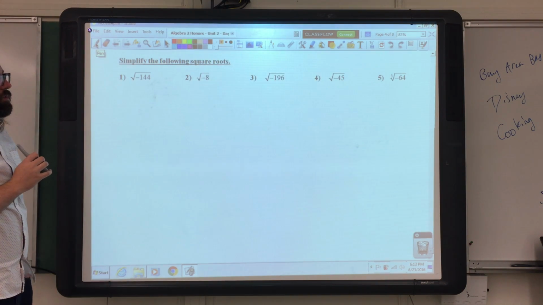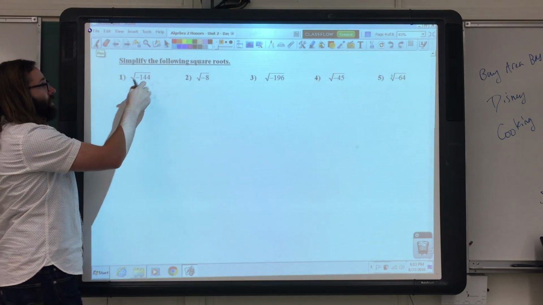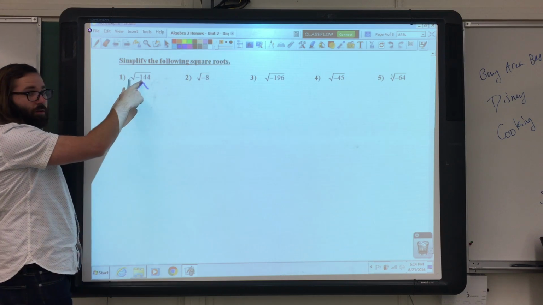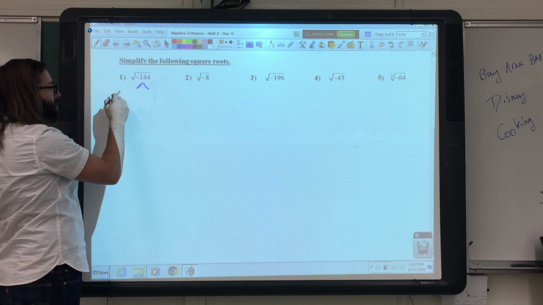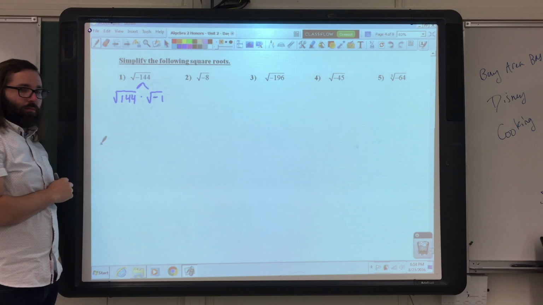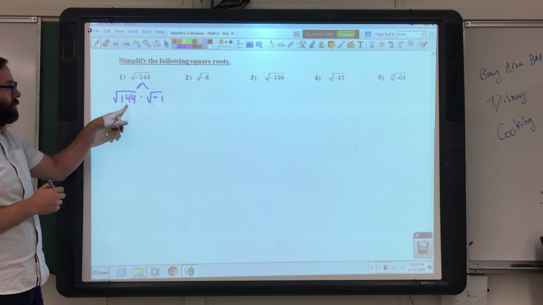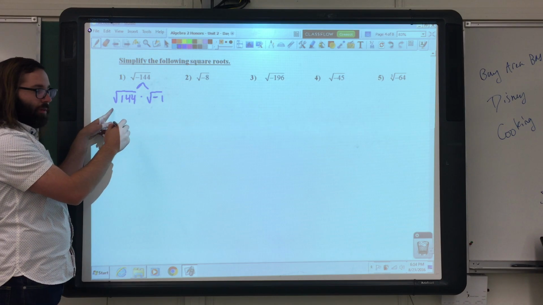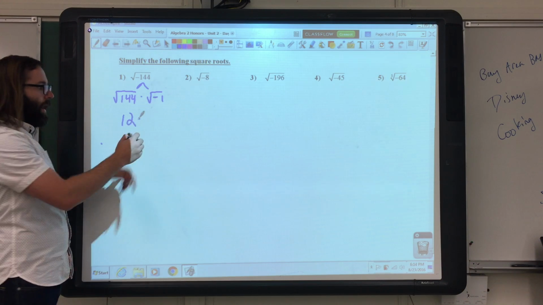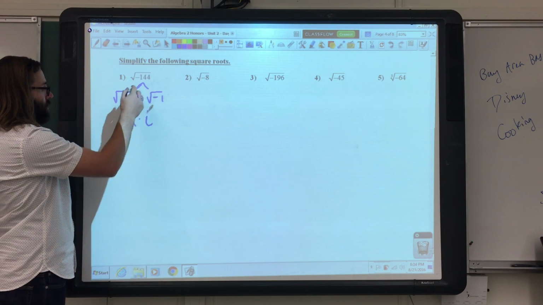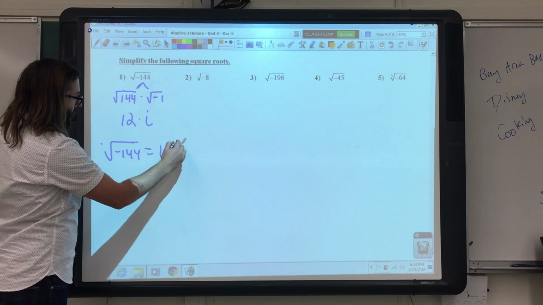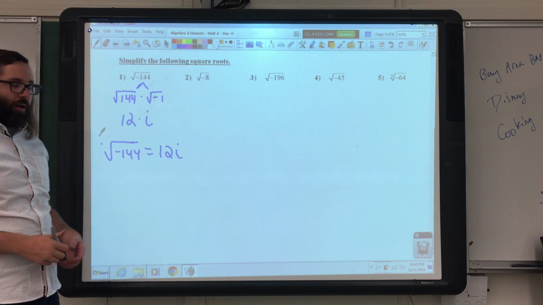And so just to take a look, if we're factoring this, we can factor the square root of negative 144 into the square root of 144 times the square root of negative 1. What's the square root of 144? You should know this. 12. What's the square root of negative 1? i. So the square root of negative 144 is 12i. It's complex, it's imaginary.